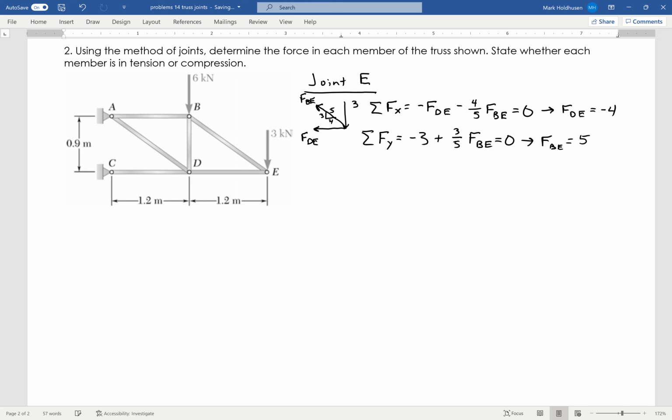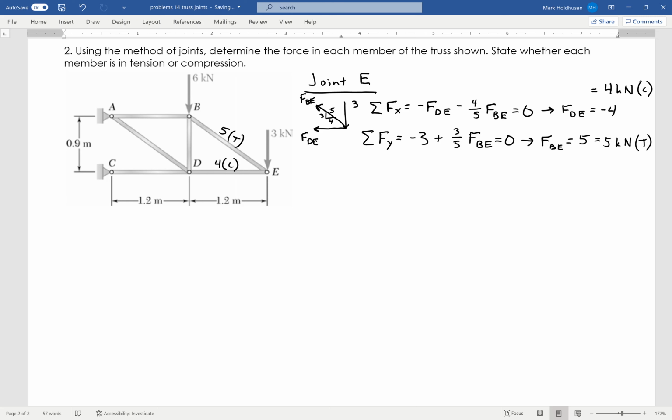equals negative 4. So now I go and say, okay, well, that positive 5 means 5 kilonewtons in tension. And that 4 means 4 kilonewtons in compression. So again, the assumption of tension: if it's positive, then it's tension. If it's negative, then that assumption's incorrect and it's actually compression. So again, I'm going to jot these down so I can keep track of things. So that's 4 in compression, and this one is 5 in tension. All right, so now that I've got that, I need to move on.